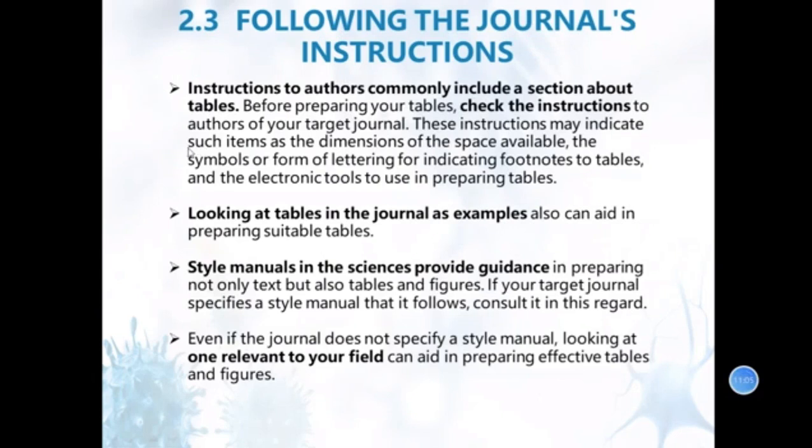So for us, when we prepare tables, we have to follow the journal's instructions. Instructions for authors commonly include a section about tables. Before preparing your tables, check the instructions to authors of your target journal. These instructions may indicate such terms as the dimensions of the space available, the symbols or form of lettering for indicating footnotes to tables, and electronic tools to use in preparing tables. Also, looking at tables in the journal as examples can aid in preparing suitable tables.